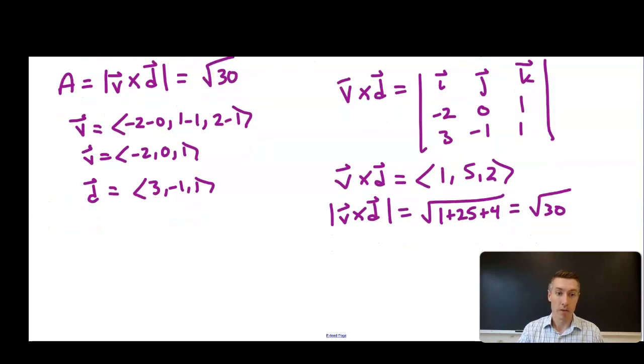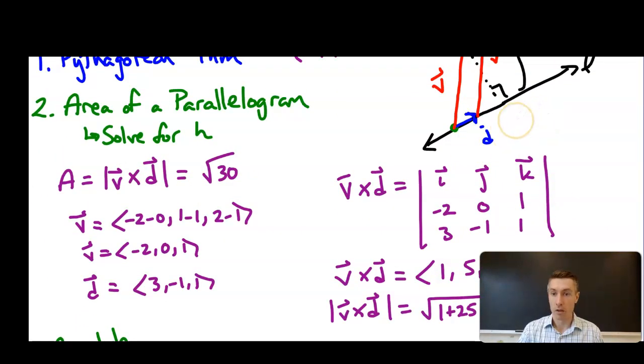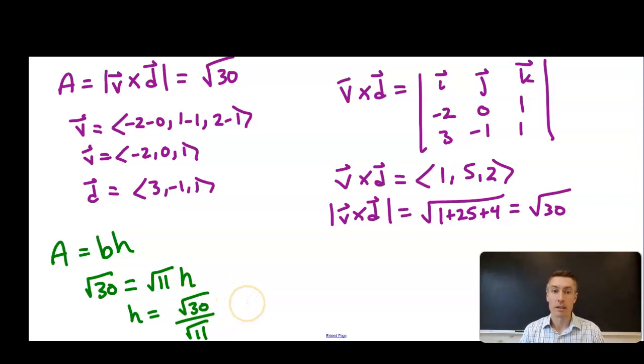And then as we said, the other way to find area of a parallelogram is base times height. So we know the area is square root of 30. The base, in this case, is the direction vector. So the magnitude of the direction vector is the square root of 9 plus 1 plus 1, which is the square root of 11. So square root of 11 times the height, so height equals square root of 30 over the square root of 11. And that's our distance. Okay, so the distance from the point to the given line is the square root of 30 over square root of 11.